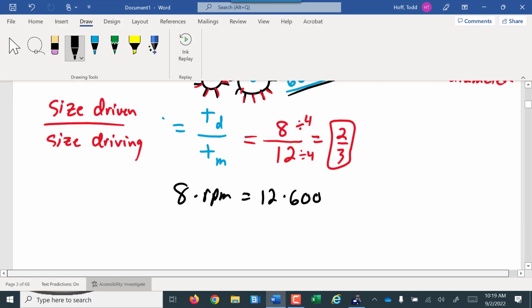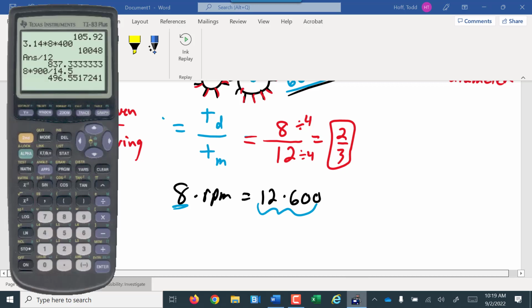We can find that missing RPM. So we're going to multiply the 12 times 600 and then divide by 8. I'm going to do that all in my calculator just to save some time. So we're at 900 RPM.